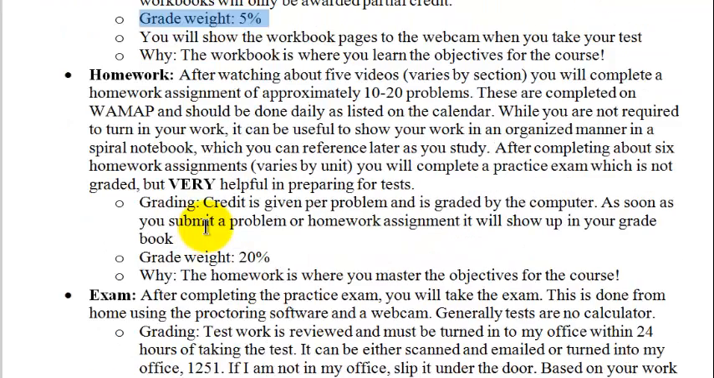Homework assignments and checkpoints are done on the online homework system. Those are graded instantly by the computer, and all of them come out to 20% of your grade.